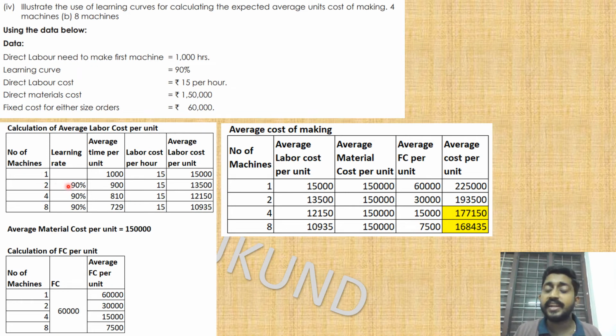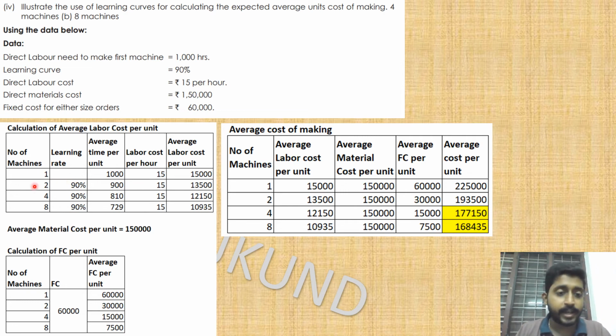Now the learning rate is 90%. So 90% multiplied by 1000 will become 900 hours required for making 2 units. So 900 hours, and per hour it is 15, so 13,500 is the average labor cost per unit for making 2 units. So for 2 units, what will be the cost? 2 into 13,500 will be the cost.